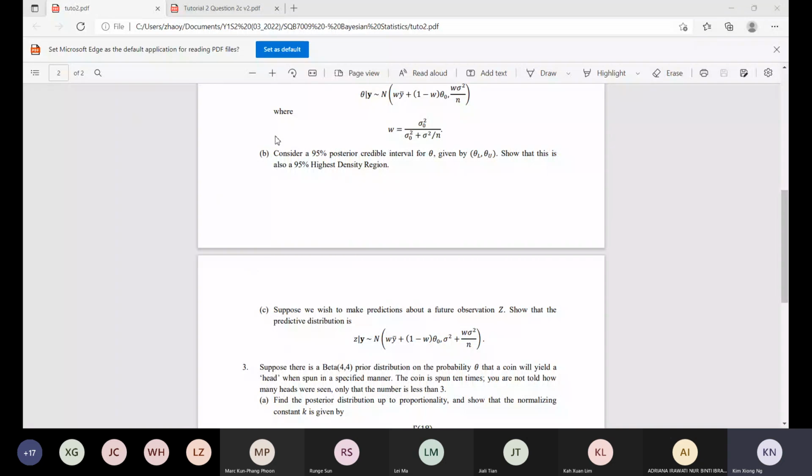Okay. Yeah. Can you guys see my screen? Yeah, can you make it bigger? Sure.